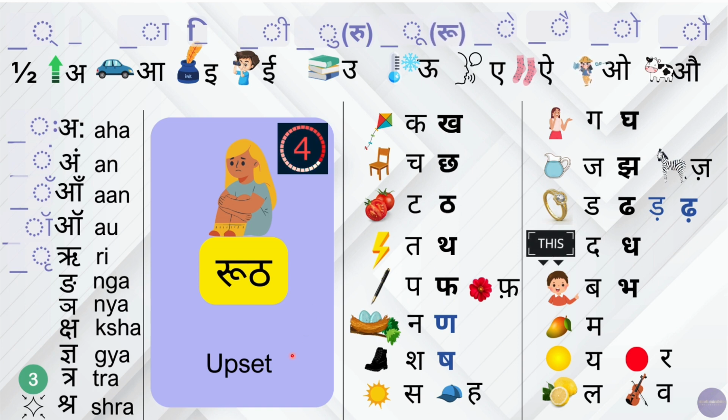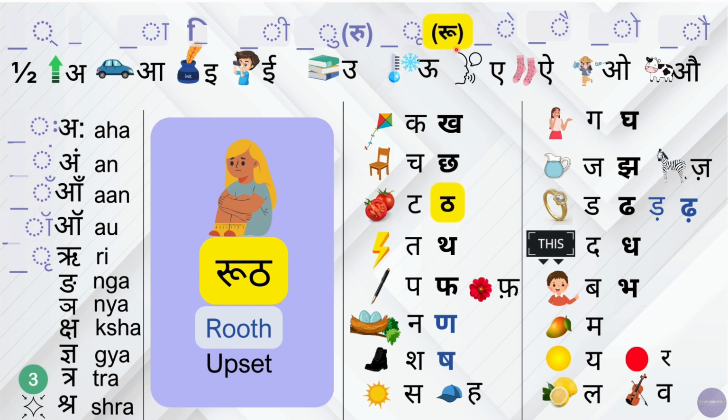This word means upset. As shown in the last word, here we have ru plus tomato t. So the forceful sound t, it joins to make the sound root. Root. Notice that ru and ru do not follow the usual add-on symbol as for other letters. Next word.